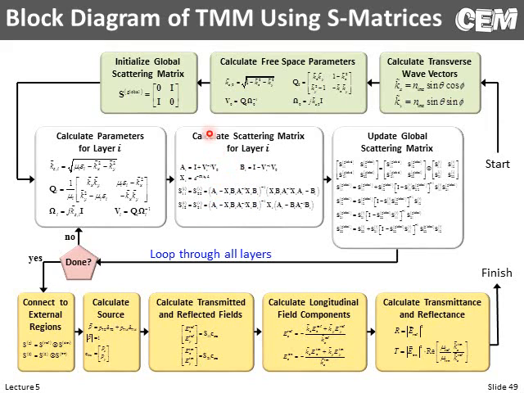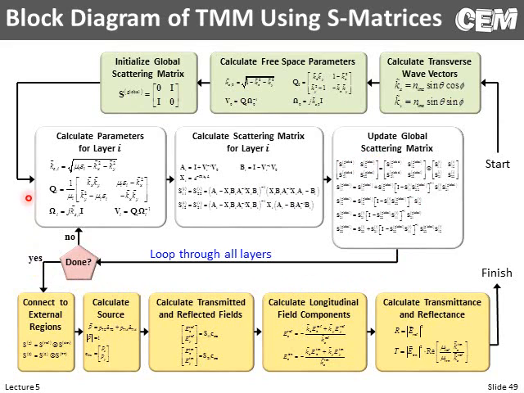Once we know that, and we have this nothing global scattering matrix, we can do a Redheffer star product to update the global scattering matrix. So we'll take our previous global scattering matrix, and right now it's this, and star product it with the scattering matrix for the first layer that we just calculated. And that will become our new global scattering matrix.